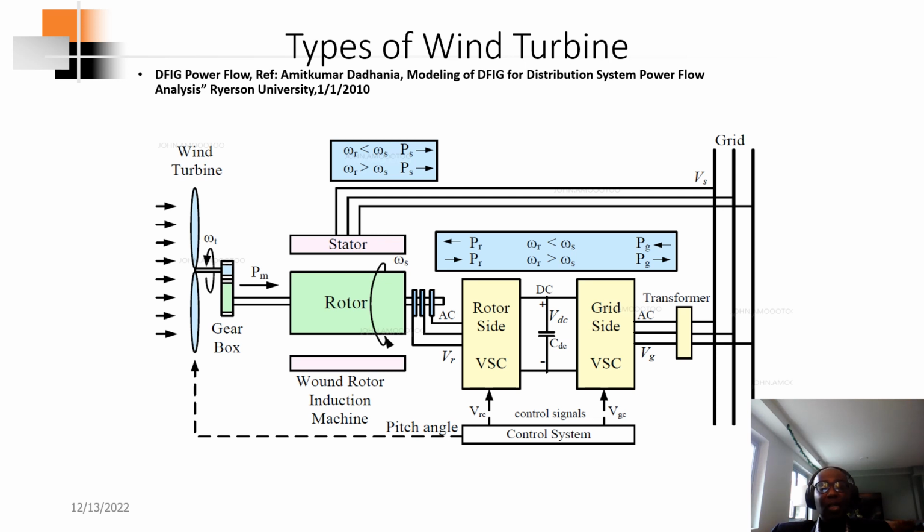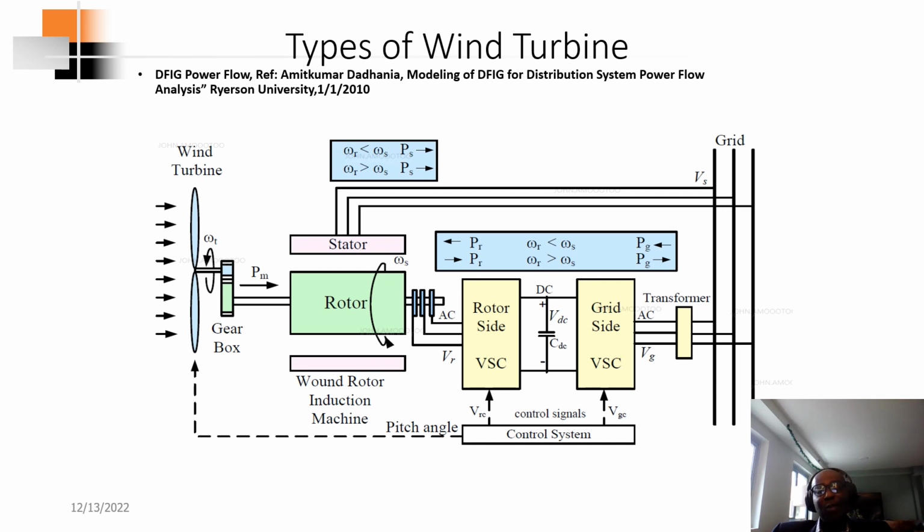Okay, so as you can see over here, it has a different operation. It has over synchronous, synchronous, and asynchronous. Over synchronous is basically when the stator is exchanging power with the grid, and the rotor also is exchanging power with the grid. And synchronous is only when the stator is exchanging power with the grid, and the rotor is actually taking the power that is from the stator back to the rotor.